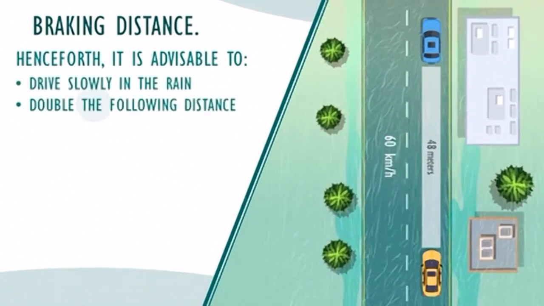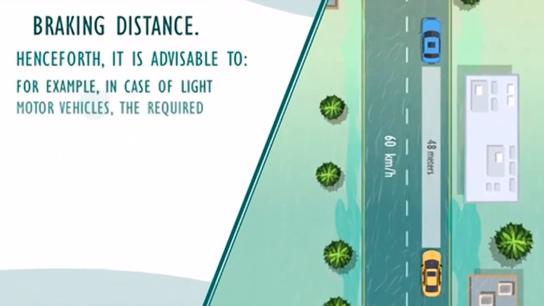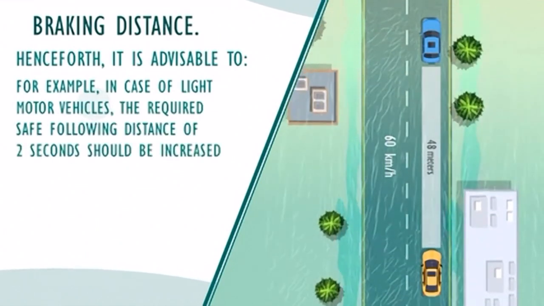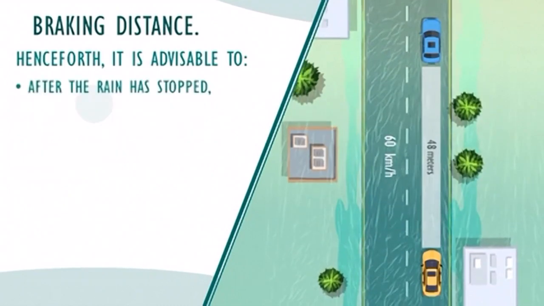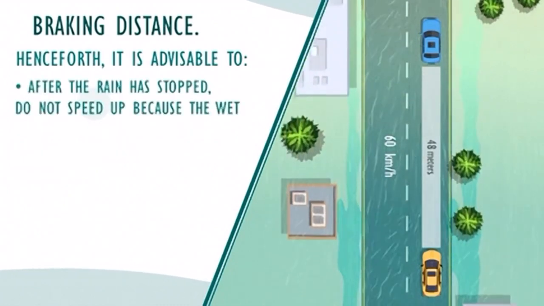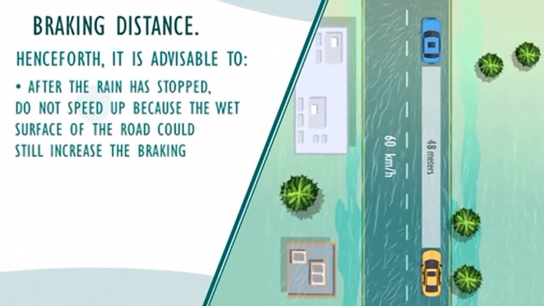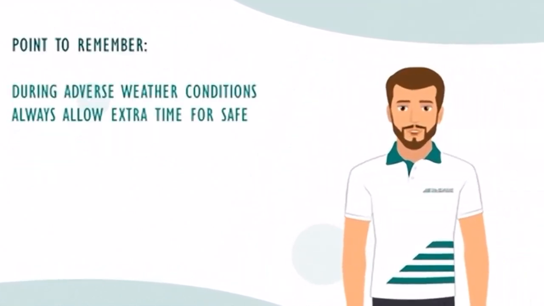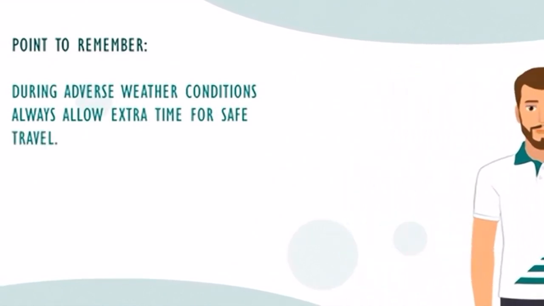Double the following distance. For example, in case of light motor vehicles, the required safe following distance of 2 seconds should be increased to 4 seconds. After the rain has stopped, do not speed up, because the wet surface of the road could still increase the braking distance. Point to remember: during adverse weather conditions, always allow extra time for safe travel.